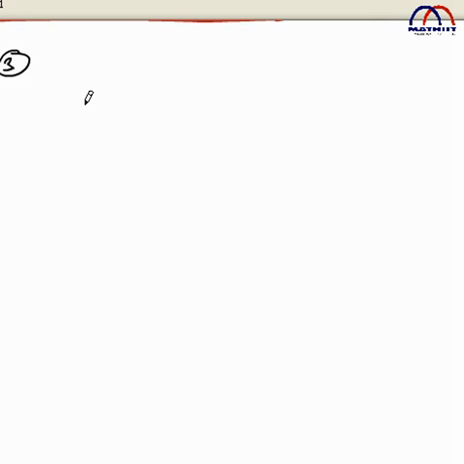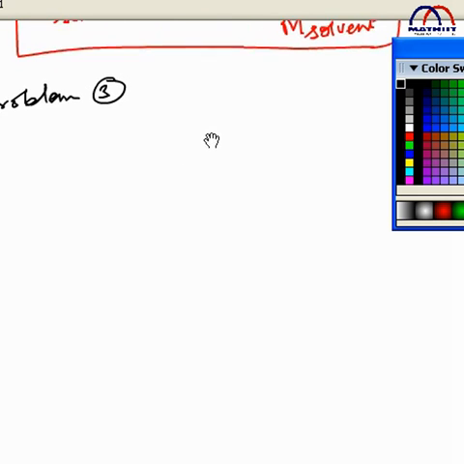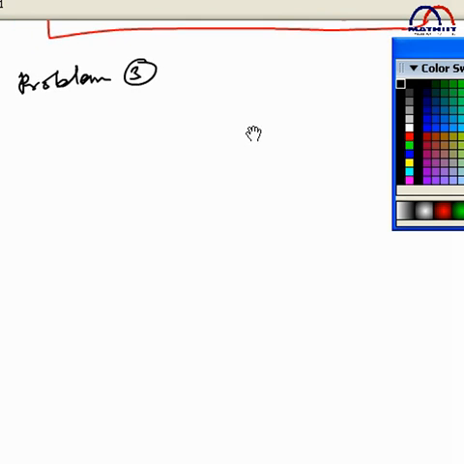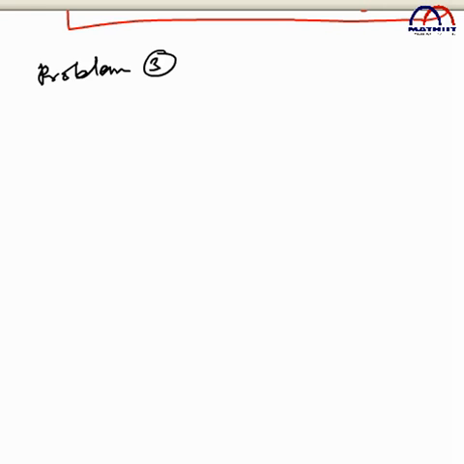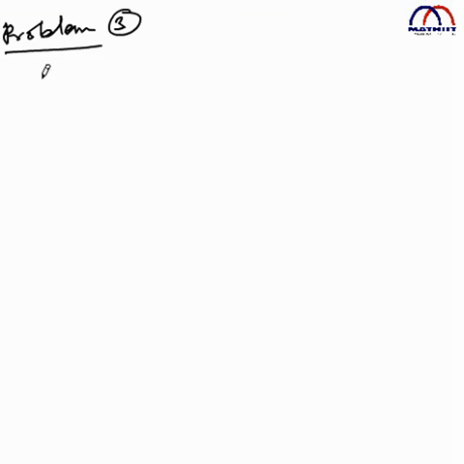Suppose, let us discuss one problem based on this concept here. Problem number 3 in this class. Right. Now the problem is like this.